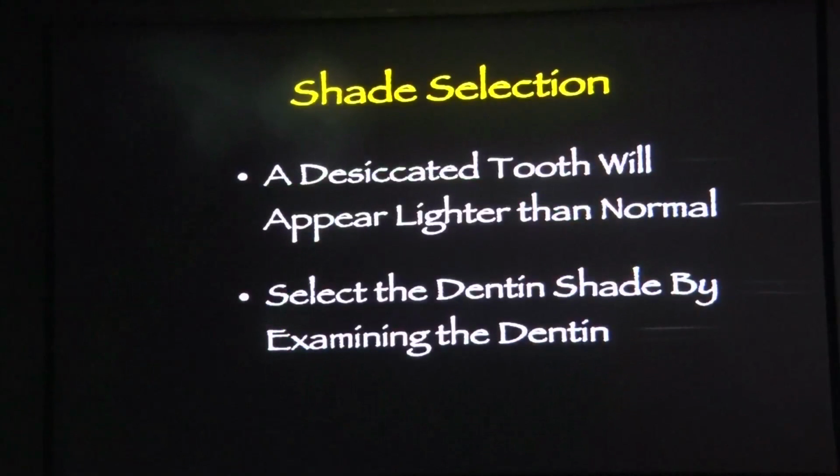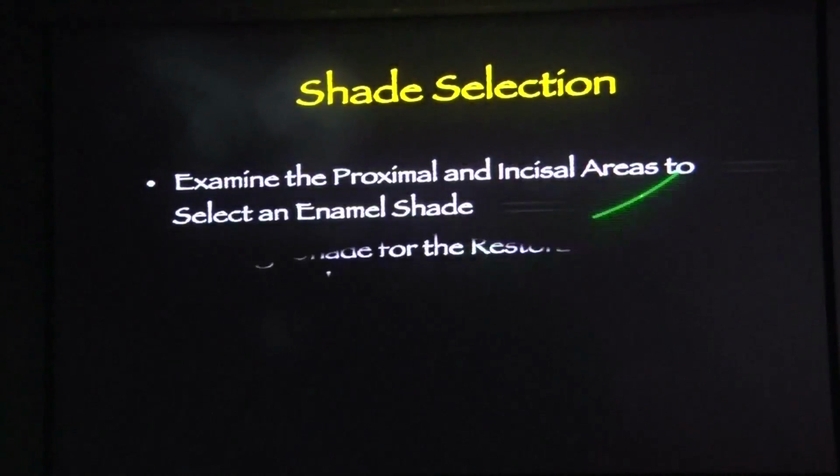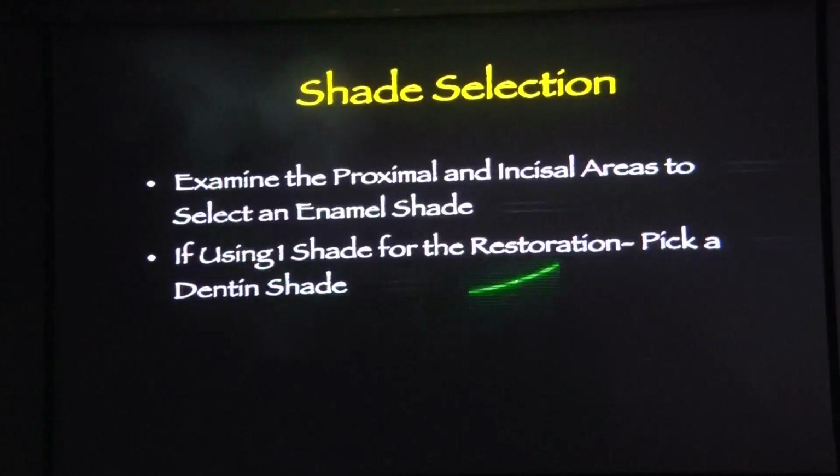Select the dentine shade by examining the dentine. Where you look for dentine is always at the cervical third of the tooth. Examine the proximal and incisal areas to select an enamel shade. Always remember, if you really need to have some idea about the value of the tooth, look at the proximal and incisal areas, because this is the area which has a lot of enamel. Never look at the cervical third.